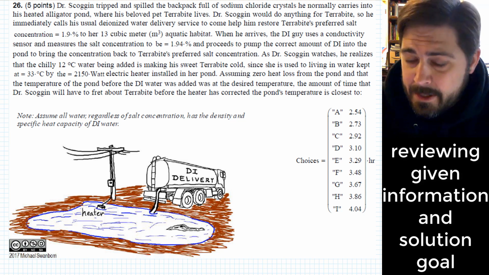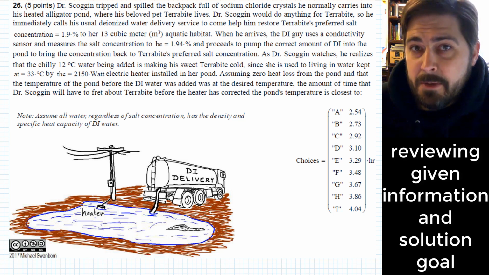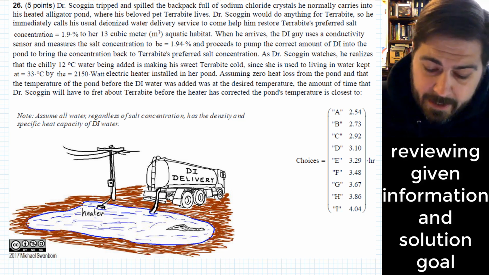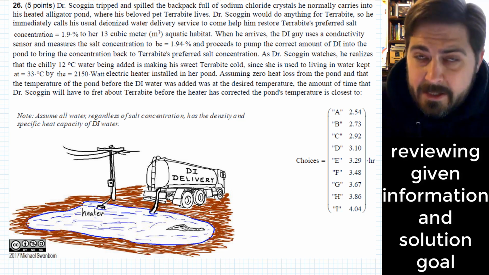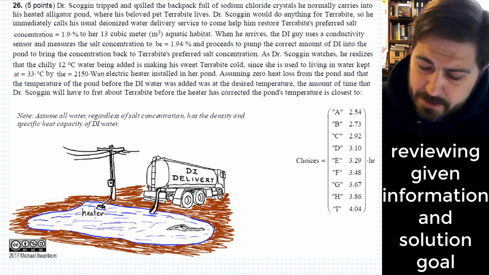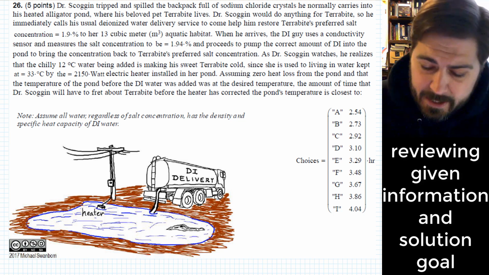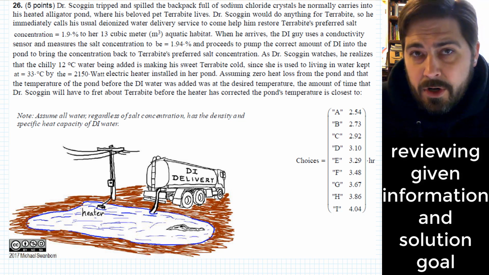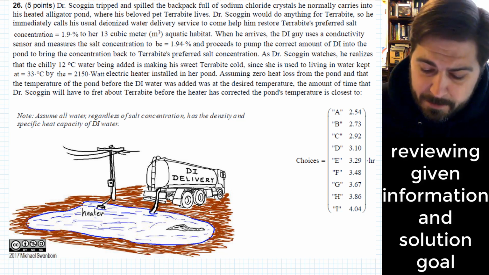Well, while this is happening, Dr. Scoggin suddenly realizes that the water that is being pumped into the pond is quite chilly. So he measures it. It's 12 degrees C, and it's making his beloved alligator cold. And so he decides that he had better turn on a heater that he has that's sitting in the water so that he can heat the water back up to the preferred temperature.